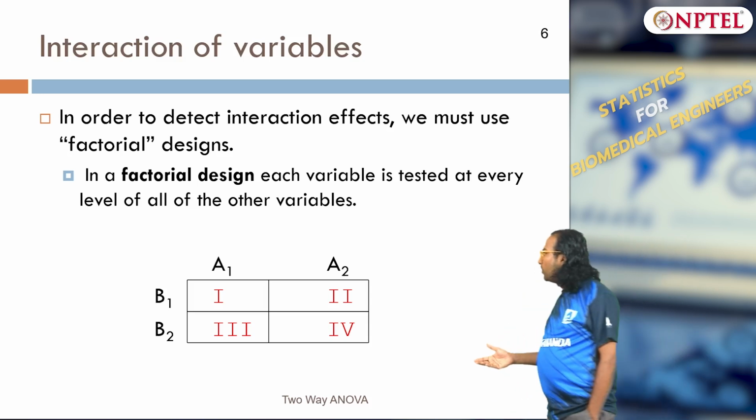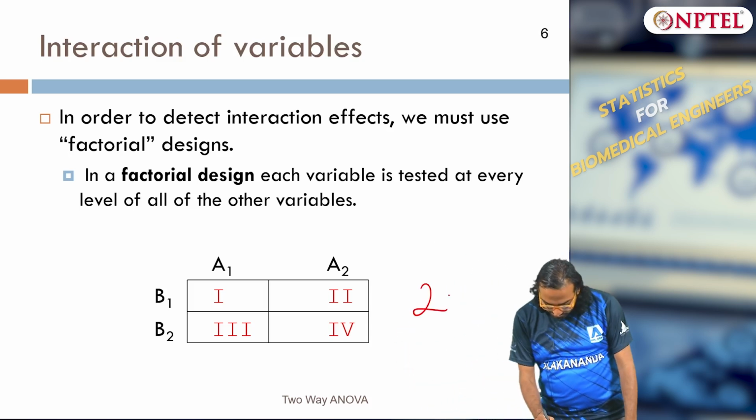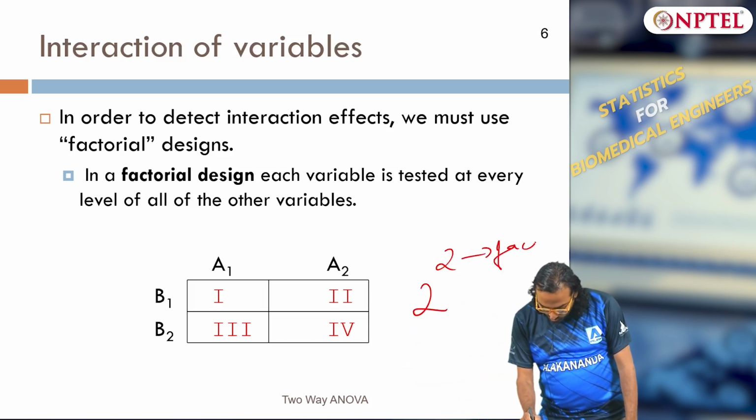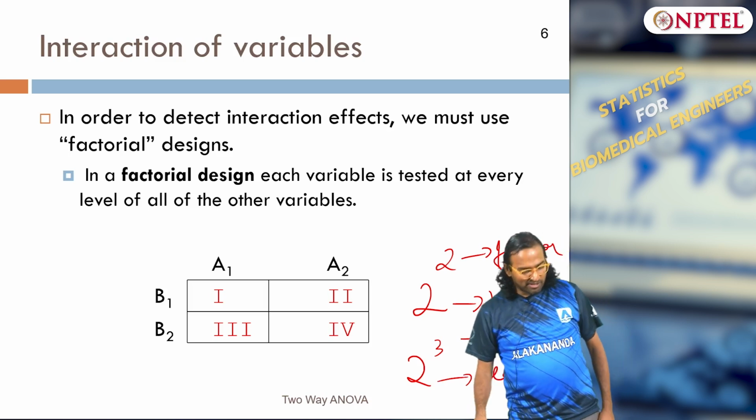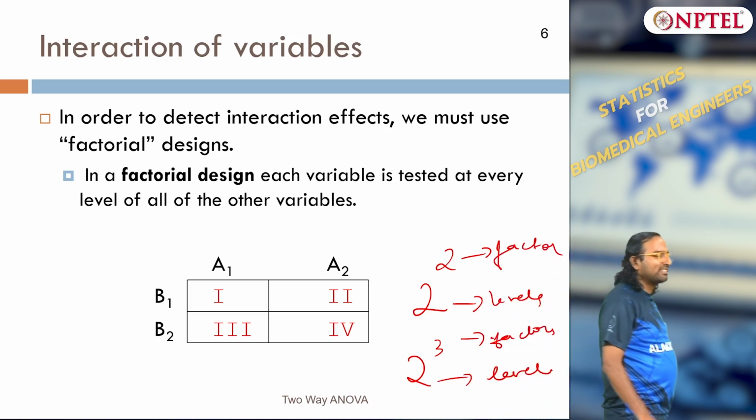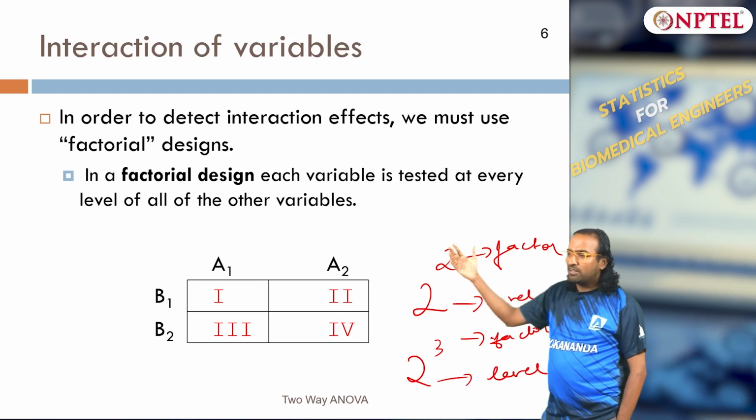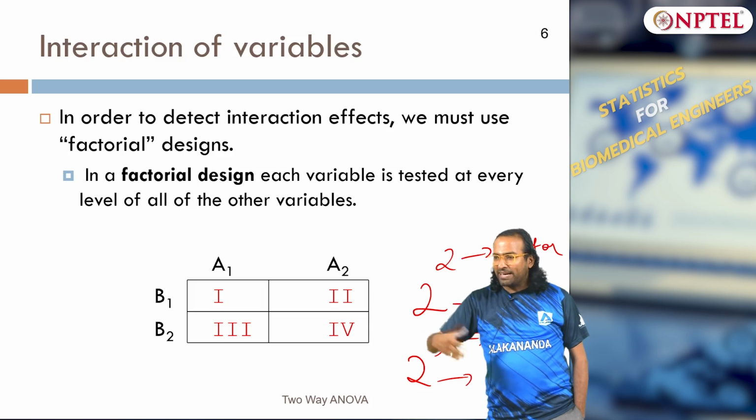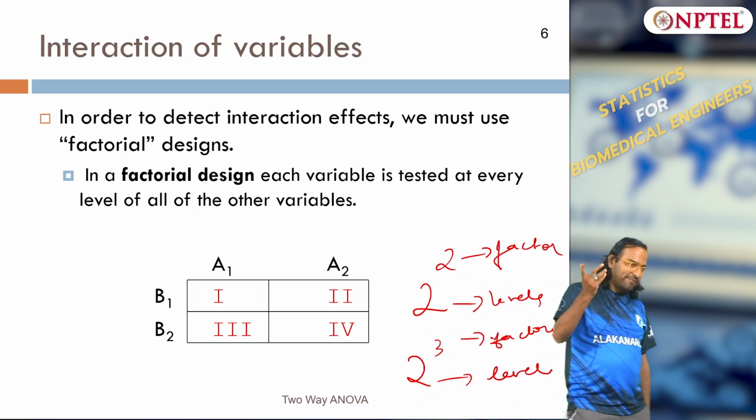Okay. So, 2 is the base, and people typically write it like this: 2 power 2, this is factors, this is levels. 2 power 3 is 3 factors at 2 levels. Okay. So, 2 levels is pretty easy, because you either have it or you do not have it, yes or no, binary. That is what 2 levels is, and typically you can do it at 2 factors, 3 factors, etc.